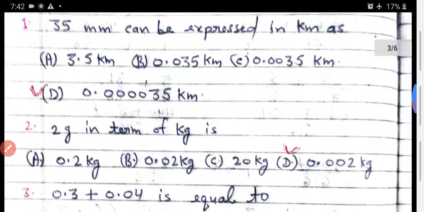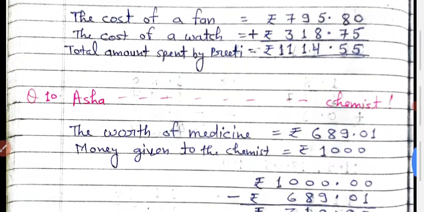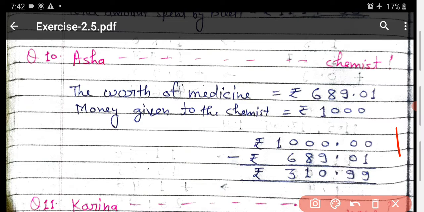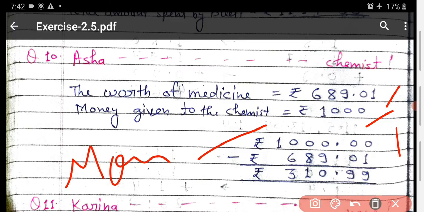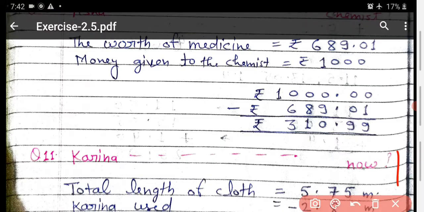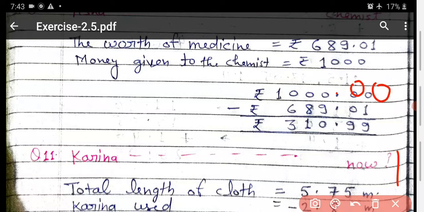Now just look at the question. I am going to explain here. The worth of the medicine is 689.01. Money given to the chemist is 1,000. The money left: how much money is left, or how much money will be given back by the chemist? You have to subtract. Now from the 1,000 you have to subtract 689.01. So in order to make it balanced, put that decimal and then increase 2 zeros from your side.